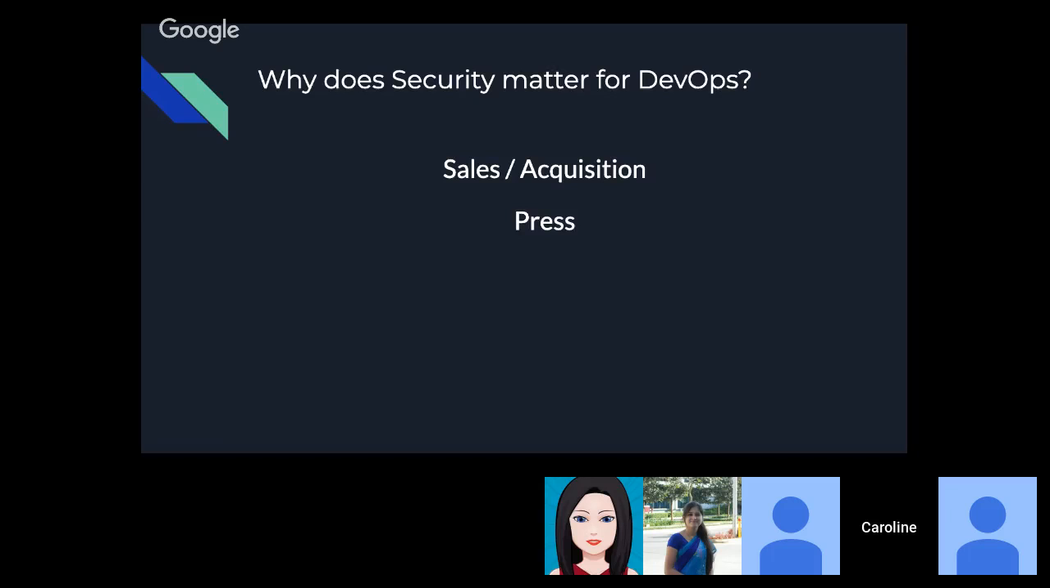Of course, another reason that security matters for DevOps companies is that companies want to avoid negative press. Nobody wants to see a news headline that says my organization had a large security breach.